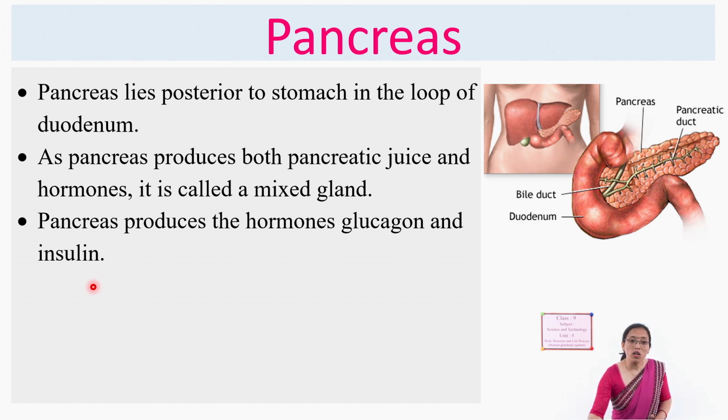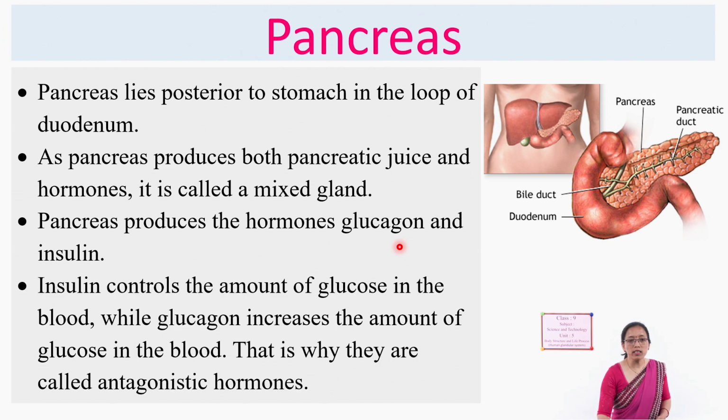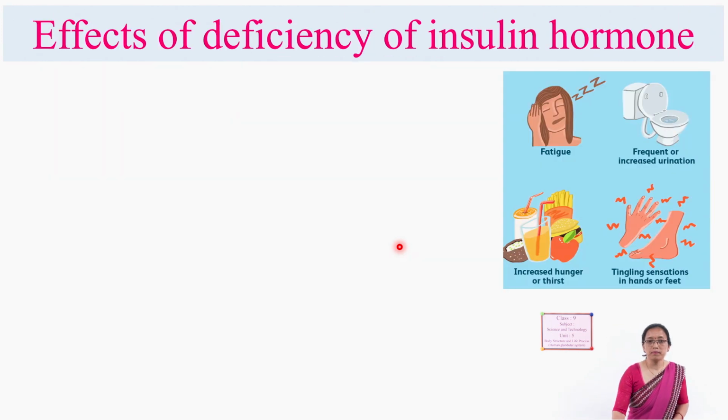And just opposite of this insulin, this glucagon converts that glycogen into glucose and brings it to the blood. That's why these two hormones are called antagonistic hormones. That means one is increasing the blood sugar, another one is decreasing the blood sugar. So these two are the antagonistic hormones.